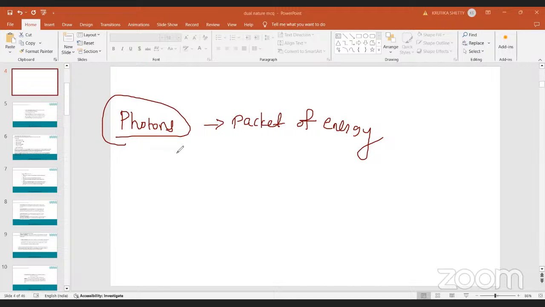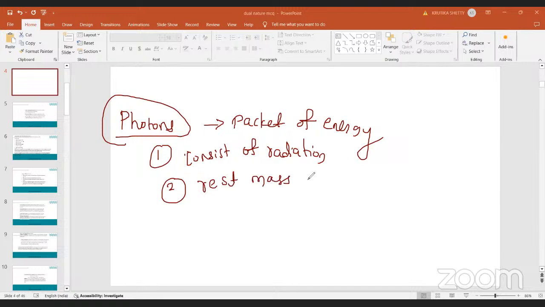So what are the characteristics of the photon? These photons consist of radiation or energy, that is what is called the photon. Second point, the rest mass of the photon is always zero. Third point, the photons are electrically neutral. Photons will be electrically neutral.